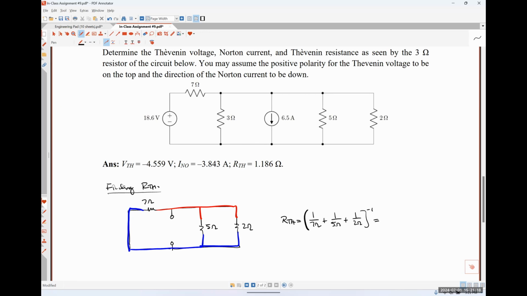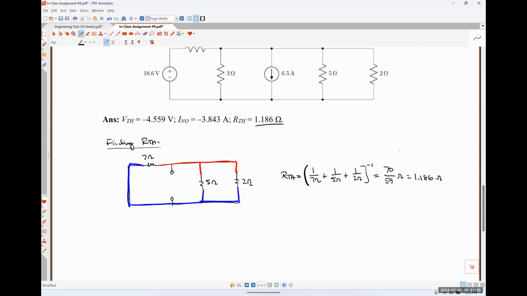70 over 59 or 1.186 ohms, which matches what we got here. All right, so I'm going to make an executive decision here because we found Thevenin voltage. For the last problem, we're going to find the Norton current for this one.